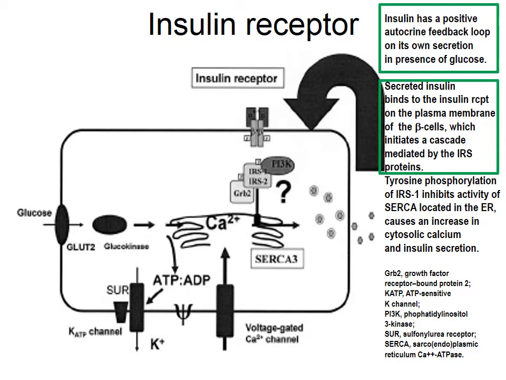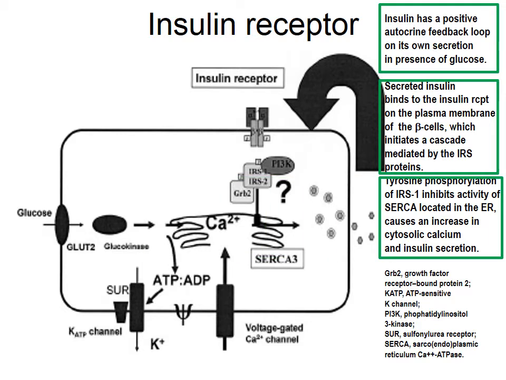And when that insulin receptor substrate is active, one of its targets is something called SERCA3, and SERCA stands for the sarcoendoplasmic reticulum calcium ATPase. And here we're not dealing with cardiac cells or muscle cells. We're dealing with beta cells of the pancreas.